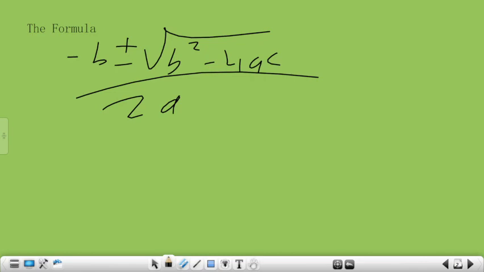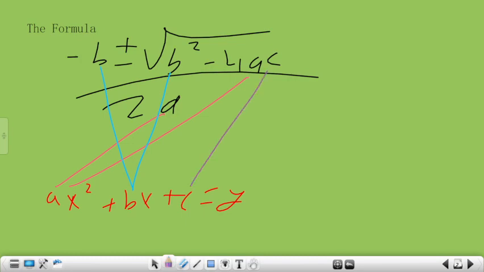Now this matches with standard form. Standard form again is ax squared plus bx plus c. We won't worry about the y, even though technically this is equal to y. So you can see there's a here and a here, there is b here and b here, and there is c here being lonely.